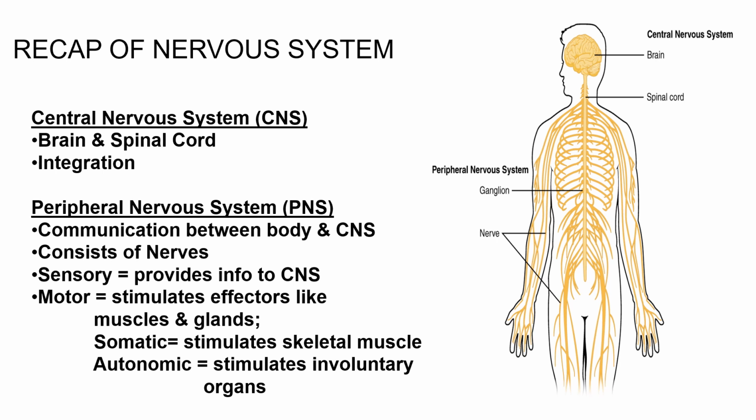What we're going to do in this chapter is start with structures in the CNS. So we're going to start with the brain, and then we'll talk about the brainstem and then the spinal cord. And then at the very end of the chapter, we will discuss the PNS. So let's get started with the central nervous system.